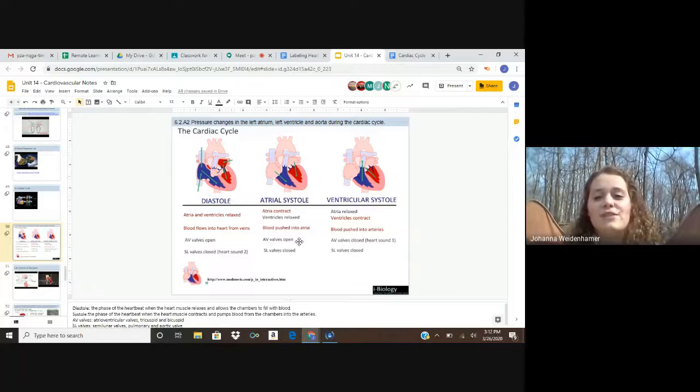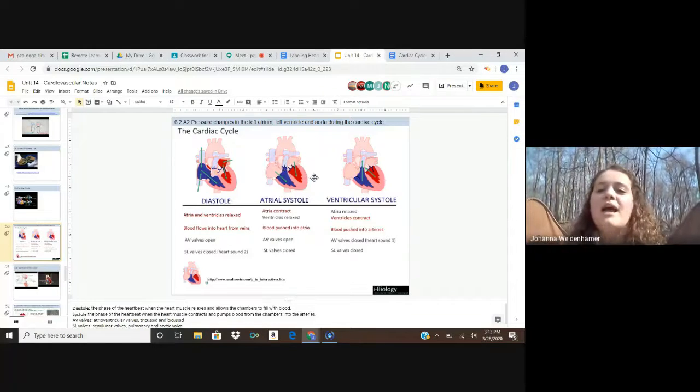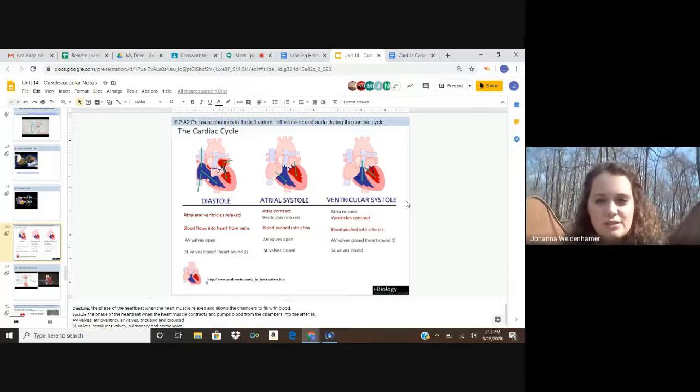Our AV valves are now open. Our atrioventricular valves, our bicuspid and tricuspid valves are open. They're going to allow blood to flow into both of the ventricles. And last but not least, the SL valves are still closed. So again, our semilunar or our pulmonary valve and our aortic valve, they are both still closed if you look at the picture. Next up, we have ventricular systole.